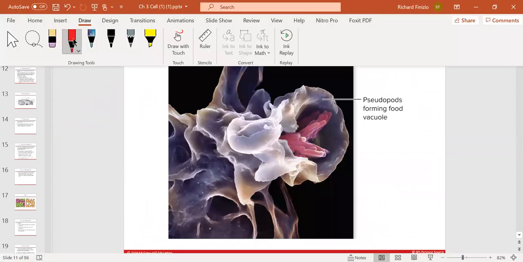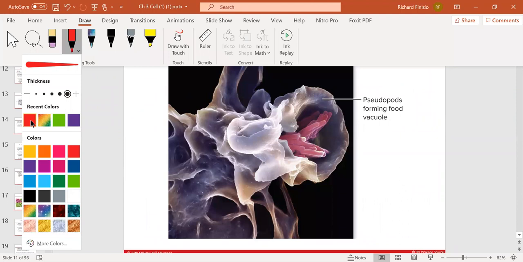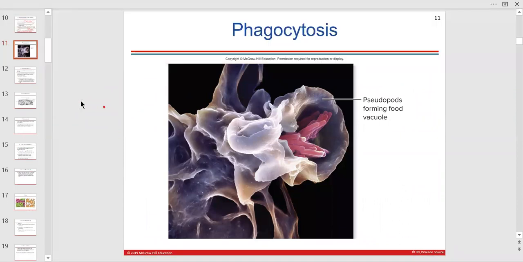Look at this little scanning electron microscopy of phagocytosis. Looks like some bacteria in there, maybe some strep going in to be destroyed by the lysosome and that garbage pail we call the vacuole. So that's endocytosis. I don't know if that word showed up. Endocytosis.